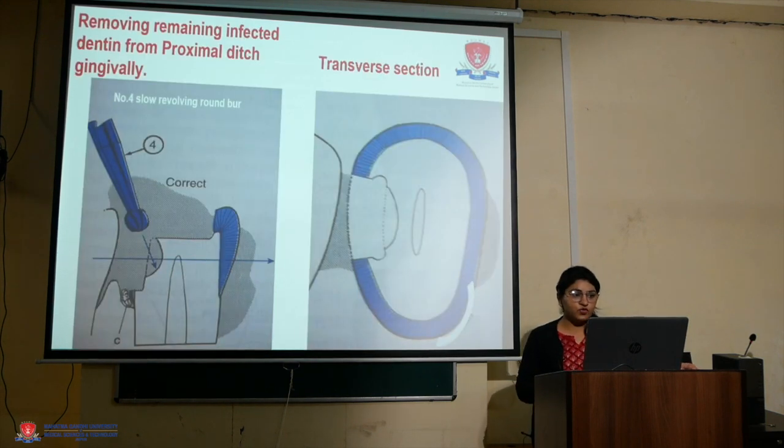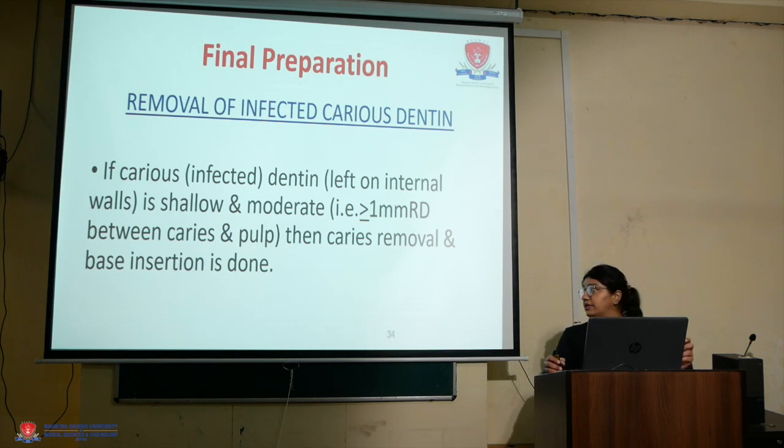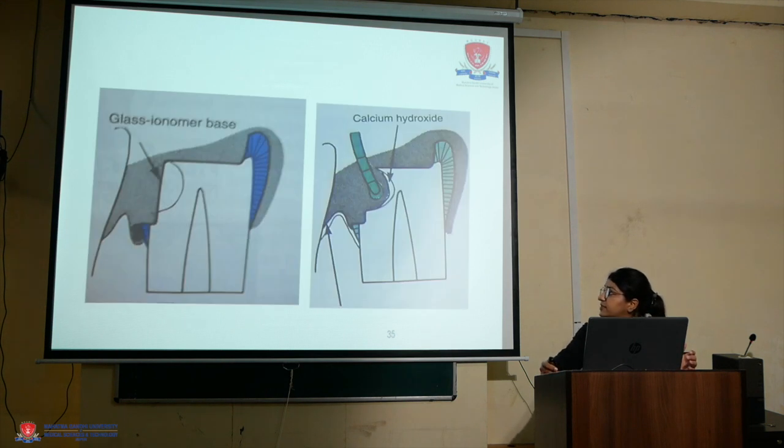Then you have to remove the remaining infected dentine from the proximal ditch gingivally, which we do for the direct restoration also. Taking care of how much remaining dentine there is, on that basis you either provide the base, or the liner and then the base. Here you can see.